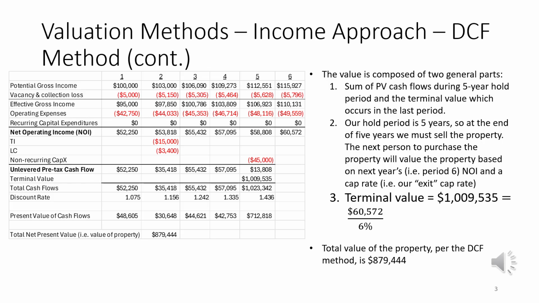In our assumption, what we calculated on the last slide, we use 6%. So basically, we take the $60,572 of NOI for period 6, divide it by 6%, and we get a little over $1 million. And again, that comes to us in period 5.